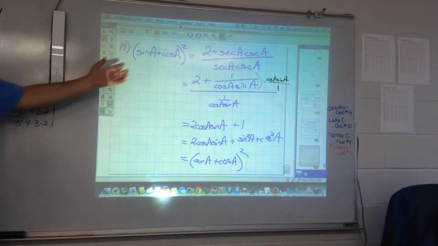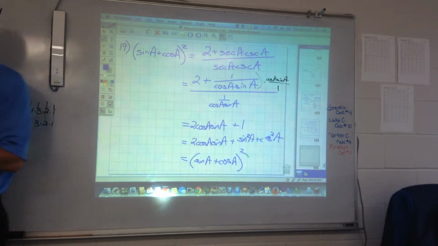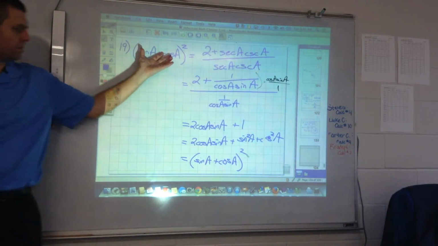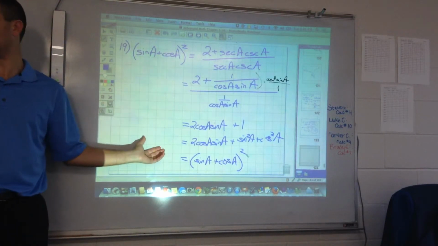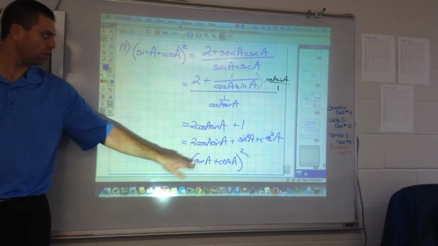So sometimes it helps to work with both sides to see how they become equal to each other. But in the end, please erase all your work on that one side and just make sure you're showing your steps on how you get there.